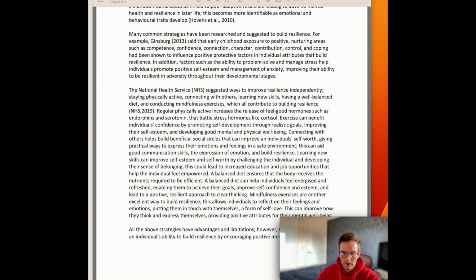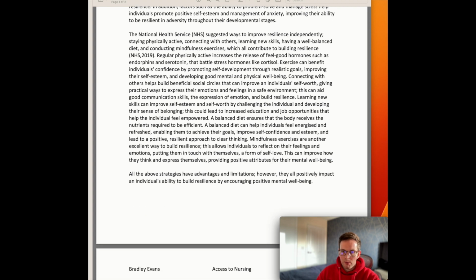All of the above strategies have advantages and limitations. However, they all positively impact an individual's ability to build resilience by encouraging positive mental well-being. So, they explain the relationship between resilience and mental well-being, and I also discussed common strategies that are used to build resilience. And as you can see in the last paragraph, I linked that to the National Health Service suggestion of resilience by doing it independently.